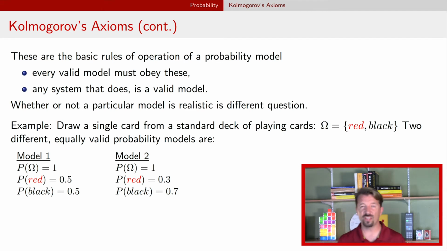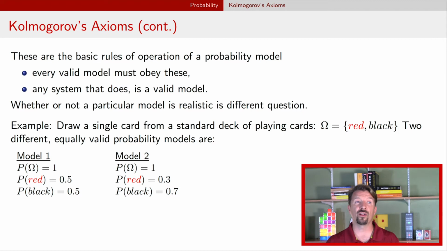Okay. So there's a variety of probability models we could actually propose here. Model 1 in this example says, okay, we're going to define that you have to get either red or black. So when you draw the next card, it has to be red or black, which is fine because I haven't gotten any kind of funky deck here. It's just a normal deck of cards, so all the cards are red or black.